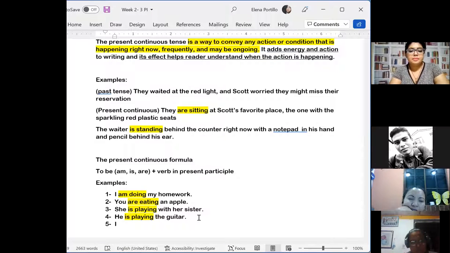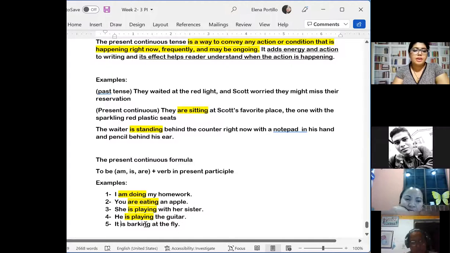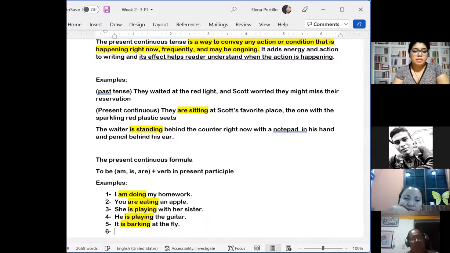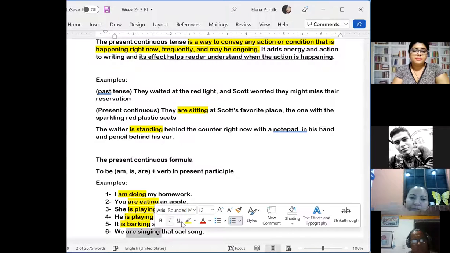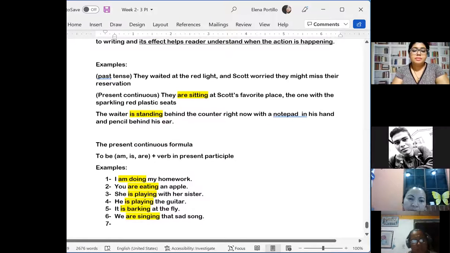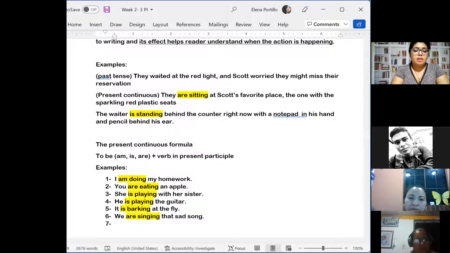Then we have it is barking at the fly. It is barking at the fly. Le está ladrando a la mosca. Then we have number six, but we already used you, so we are going to omit that pronoun. So we are going to continue with we. We are singing that sad song. We are singing. Then we have number seven. They are cooking dinner.